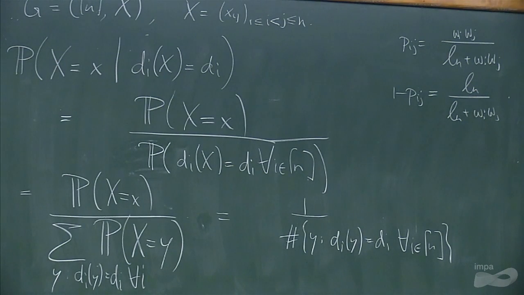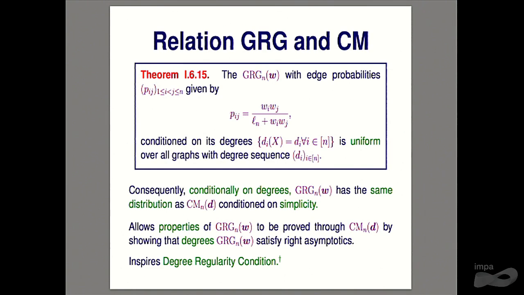Because I've been building this relatively abstract framework where you can get these degree distributions that converge in distribution. Out of this you can understand why. So we have that, conditionally on the degrees, this generalized random graph has the same distribution as the configuration model conditioned on simplicity. Now suppose I want to use that as a way to prove properties for this generalized random graph. Then of course I never condition on the degrees.